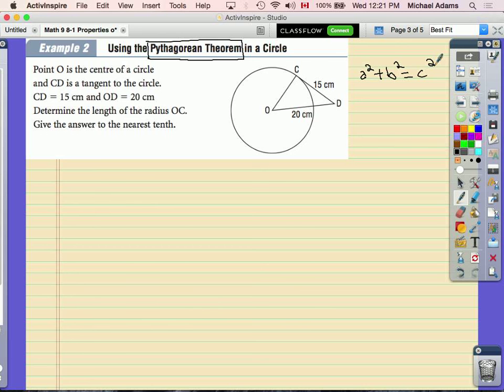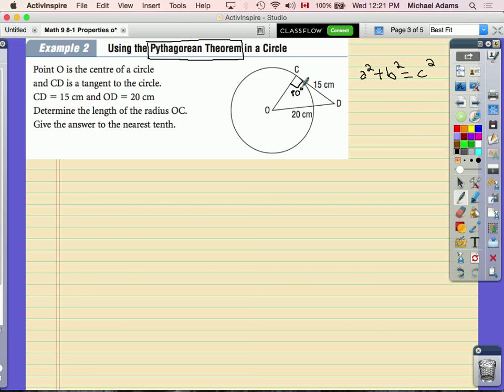So if we take a look, I've got this side equal to 20, this side equal to 15 centimeters. But we'll have to figure out where my right angle is. So I have line CD is perpendicular to line CO because line CD is a tangent to this radius. So that means this is the 90-degree angle, this perpendicular, so it's 90 degrees right there.